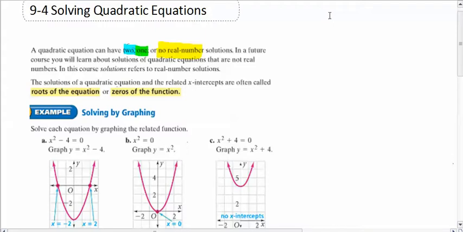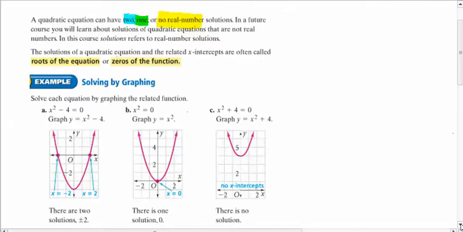Okay, today's lesson is 9-4, solving quadratic equations. I took a screenshot from your textbook so that we could talk about some of the examples they have in your book. The most important thing I want you to write down right now in your notes is that a quadratic equation can have 2, 1, or no real solutions.